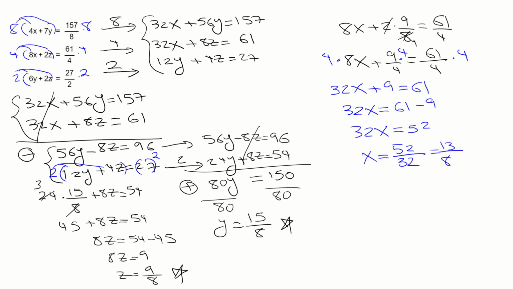So now we're ready to write our system's solution set, which is going to be an ordered triple, which starts with x, so 13 over 8. Then we put y, which is 15 over 8. And finally z, which is 9 over 8. Anytime that time permits, make sure you check these. I've already done so previously, so it works. And that basically is how you approach one of these problems. So be safe until the next time that we meet.